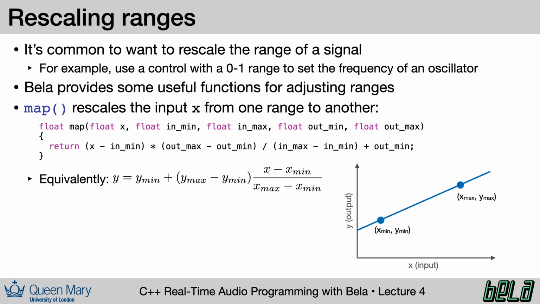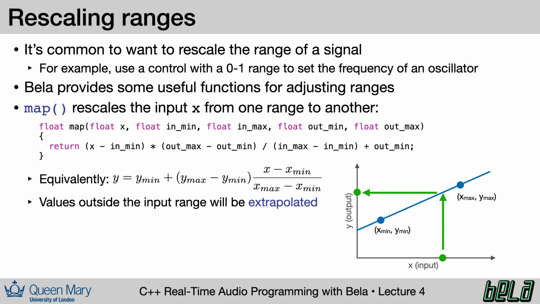Suppose that we had a line that was plotted between the points xmin, ymin, and xmax, ymax. If we had an input value x and we wanted to figure out what output value y corresponded to it, all we need to do is look up where x maps to on this line. And in fact, if the value of x is outside the range that we have specified, for example, if it's less than xmin or greater than xmax, this function will still work and it'll simply extrapolate the values like this.